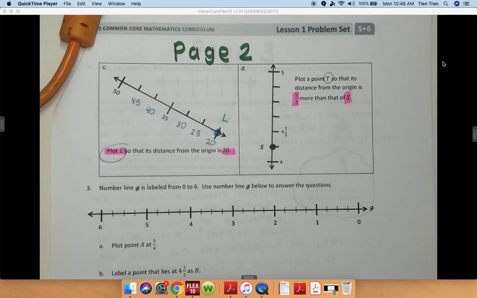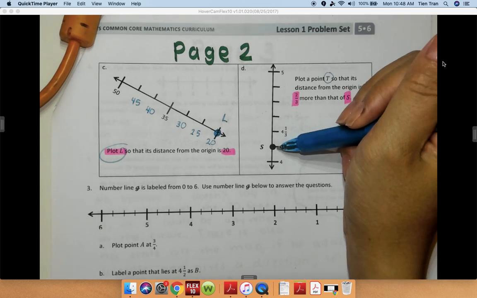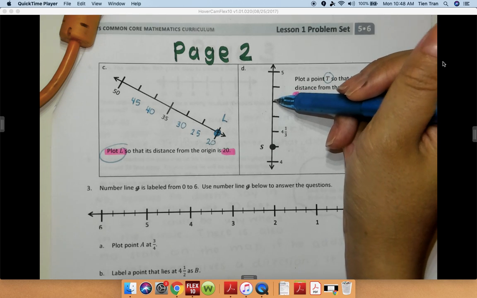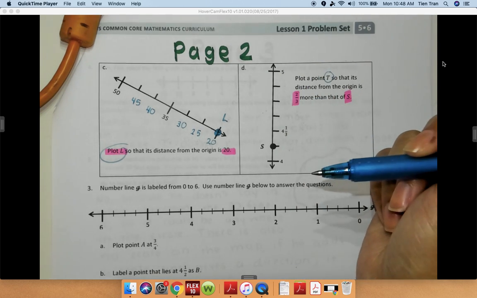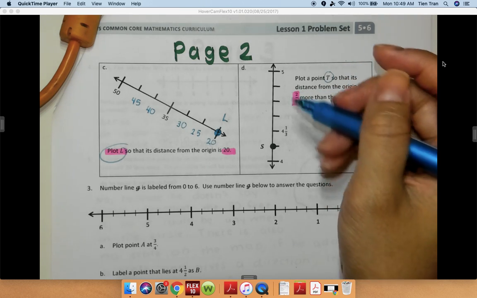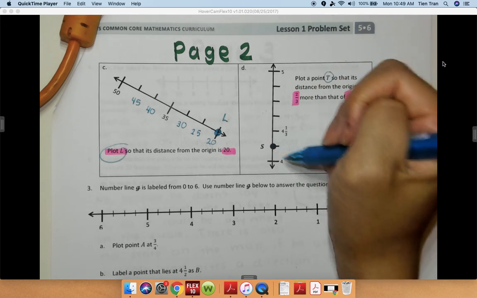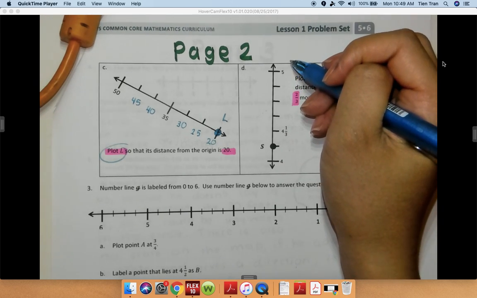And to figure that out, I'm going to count how many points there are from 4. So I have 1, 2, 3, 4, 5, 6. That means that this number line is split into 6. So I'm going to write my numbers so that I know exactly where things are. So this is 4 and this is 5. So that means it's eventually going to count up to 5.